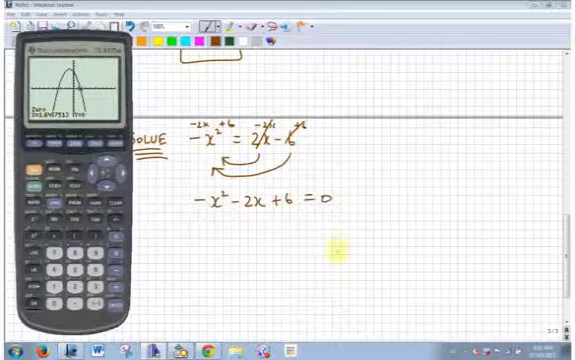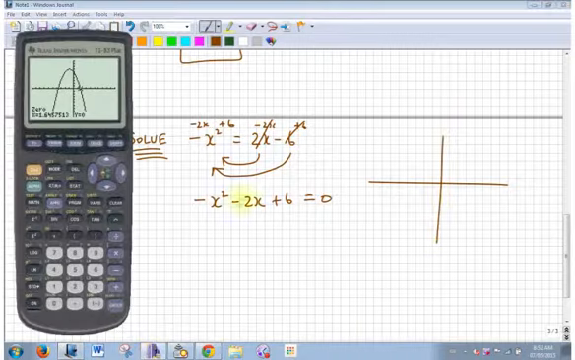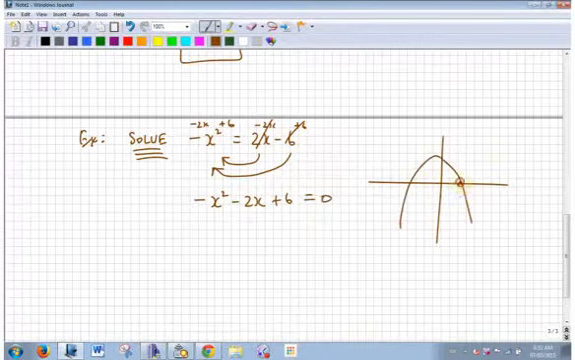Okay? Let's draw a little picture. Kind of looks like that. That is 1.65. The other one is here.